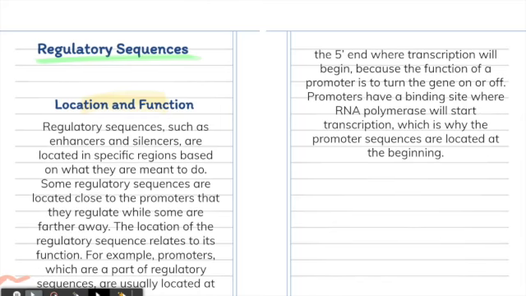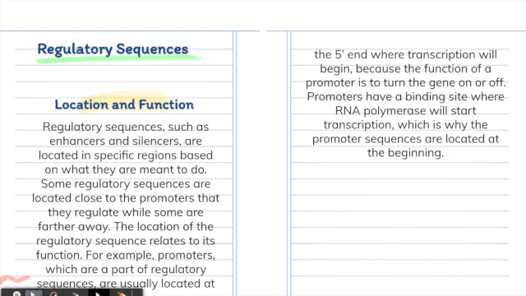Regulatory sequences. Location and function. Regulatory sequences, such as enhancers and silencers, are located in specific regions based on what they are meant to do. Some regulatory sequences are located close to the promoters that they regulate, while some are further away. The location of the regulatory sequence relates directly to its function.